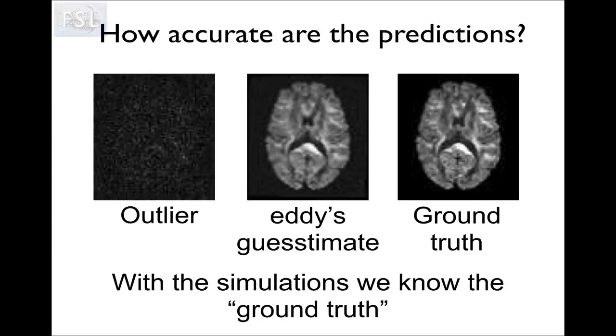In this case, because it's simulations, we know the ground truth, so we can look at what the outlier is, what it looks like, what Eddy guesses that this slice should really have looked like, and what the ground truth from the simulations was. And you can see that that looks fairly convincing.